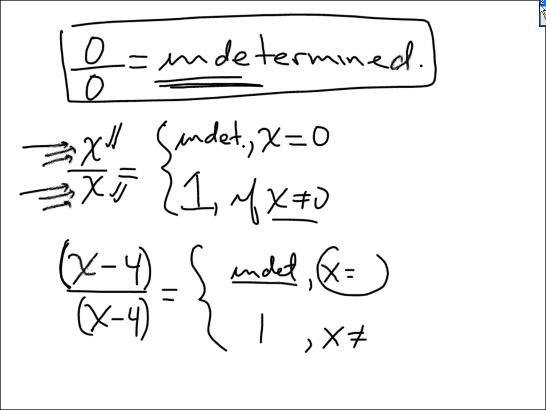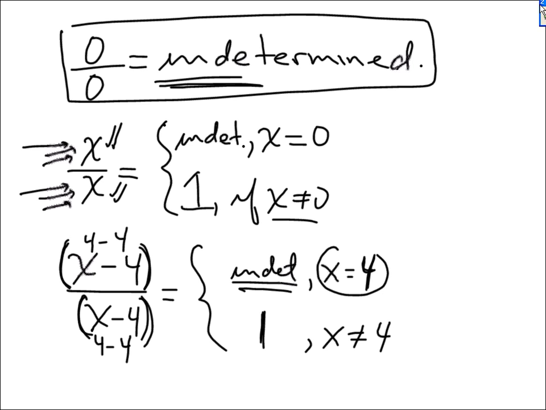Now, when is the top 0? It's going to be exactly when the bottom is 0, because they're the same. And that's when x is 4. If x is 4, we all know that 4 minus 4 is 0, and 4 minus 4 is 0, and 0 over 0 is not 1. So you get 1, provided x is not 4, and you get indeterminate when x is 4.